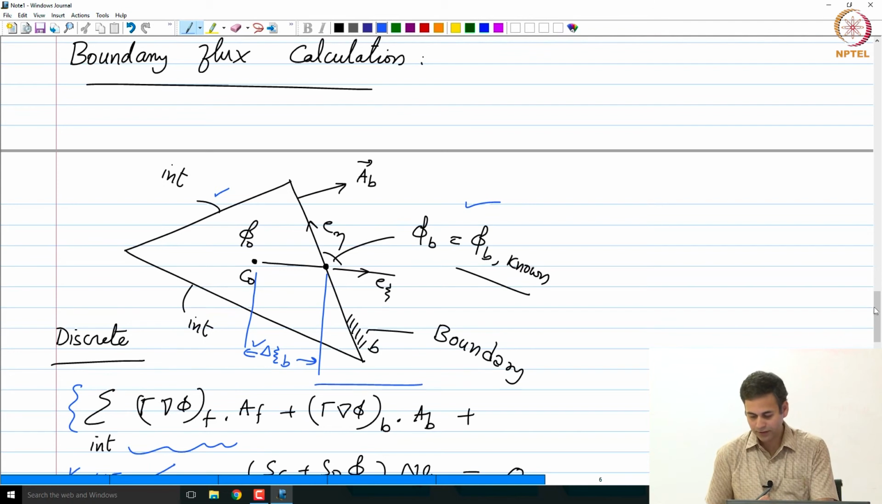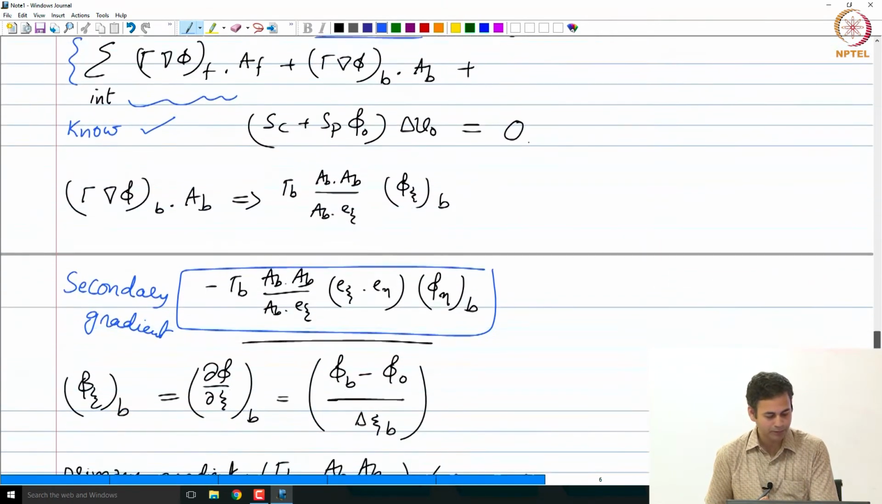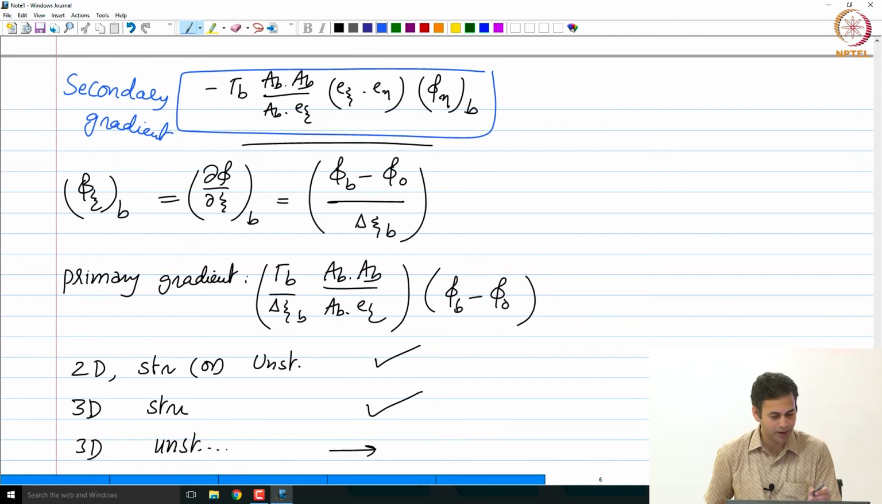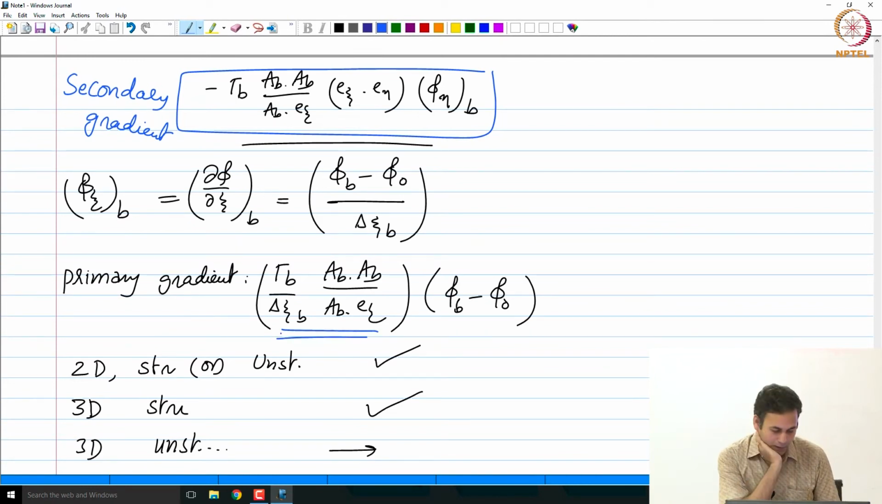If this is known, let us look at what will happen to the primary gradient term. So, we come back here. This is the coefficient. What will be the contribution of the primary gradient? Where do all the primary gradient terms go? Phi b is known. This is not an unknown anymore. Phi 0, is it unknown or known? Unknown, right? So, what will be the contribution of the primary gradient to what terms? AP, because there is a phi 0 term.